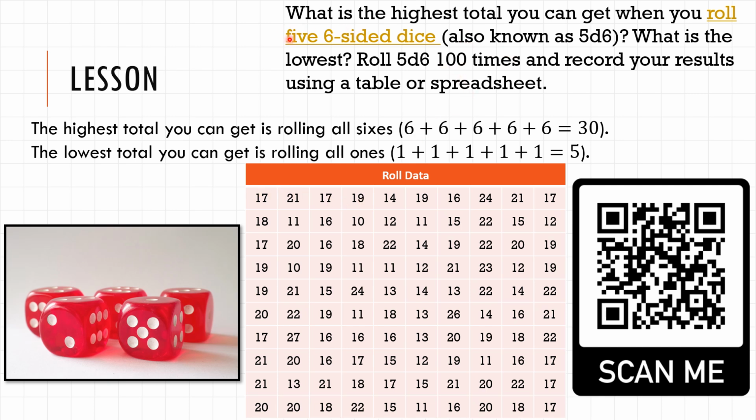When you roll 5 6-sided dice, this is called rolling 5 d6. I want you to do that 100 times and record it in a table, or you can even use a spreadsheet like Google Sheets or Excel. And once you're done, we can continue with this activity. So hopefully you had enough time to complete that experiment yourself.